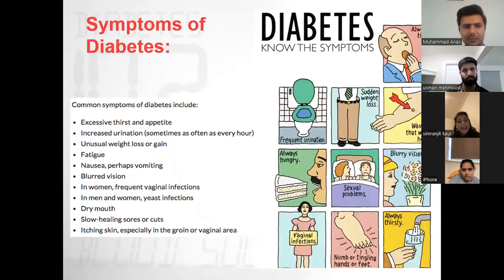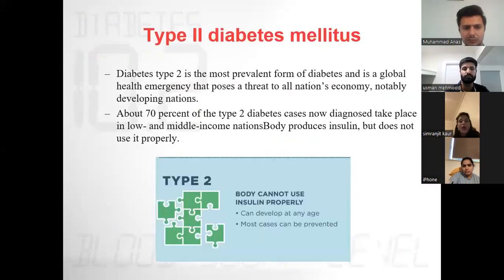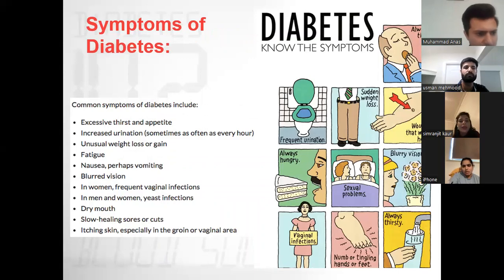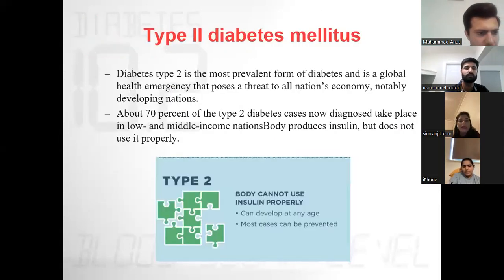The most common kind of diabetes is called diabetes type 2. It has become a worldwide health crisis that threatens the economies of all countries, particularly those that are still developing. Approximately 70% of type 2 diabetes cases that are now being diagnosed take place in countries with low or intermediate income. Insulin is produced by the body, but it is not used in the correct manner.